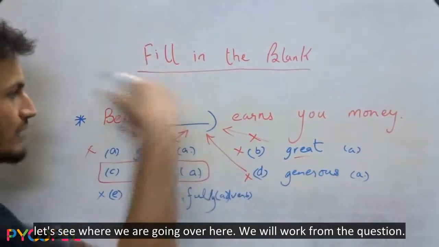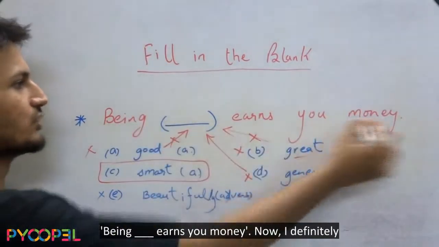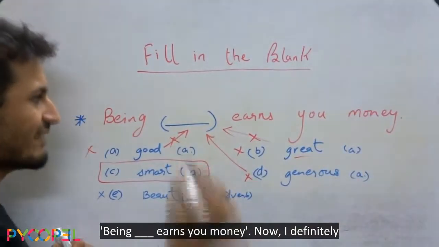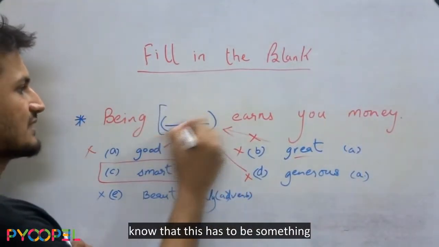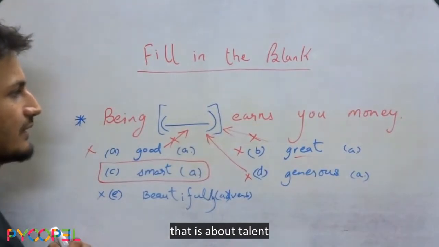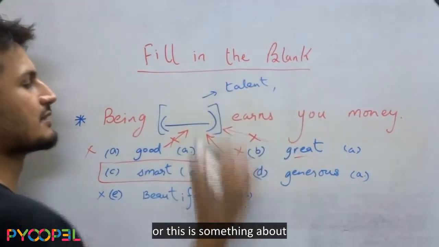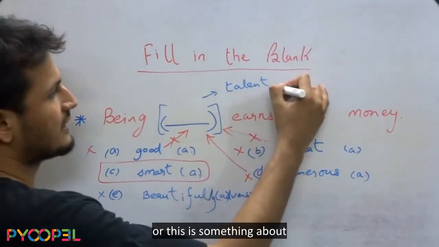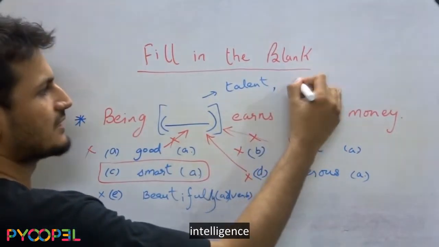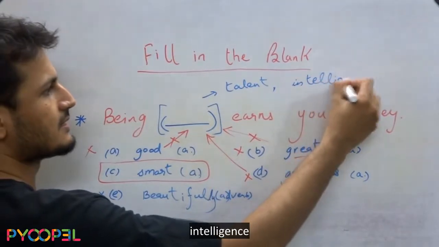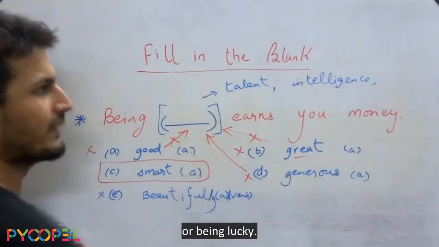We'll work from the question. Being dash earns you money. Now I definitely know that this has to be something that is about talent, or something about intelligence, or being lucky.